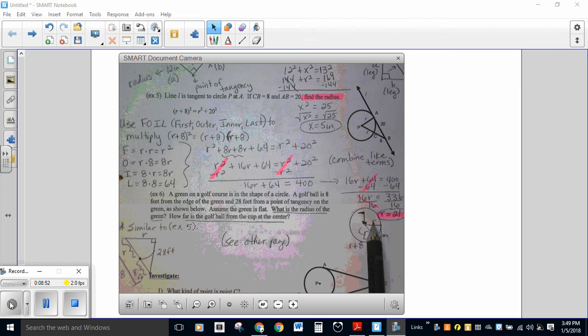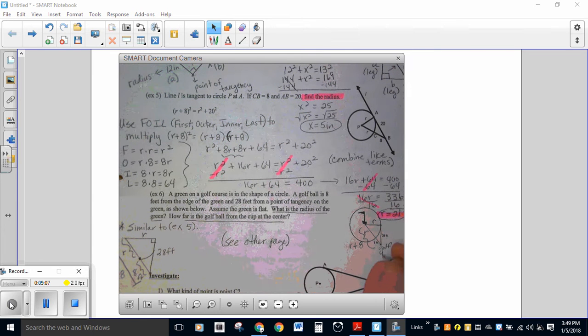And how far is the golf ball from the center of this, or from the cup, which is at the center of the circle? So from the cup or the hole to the ball, which is right here. So your golf ball is right here. They want to know how far that is.